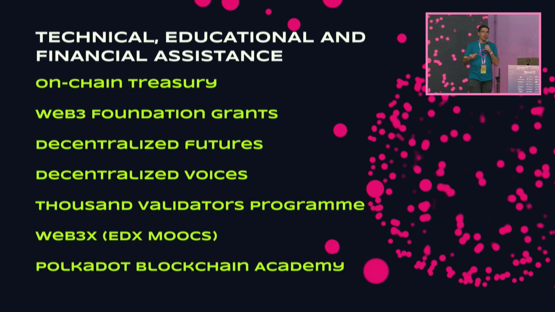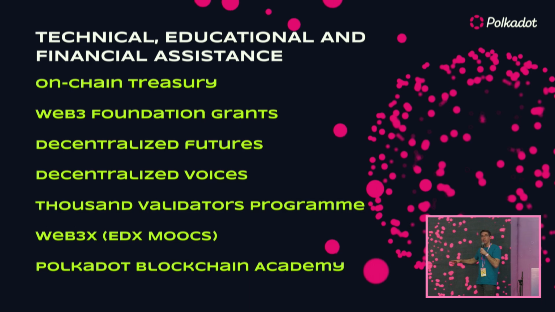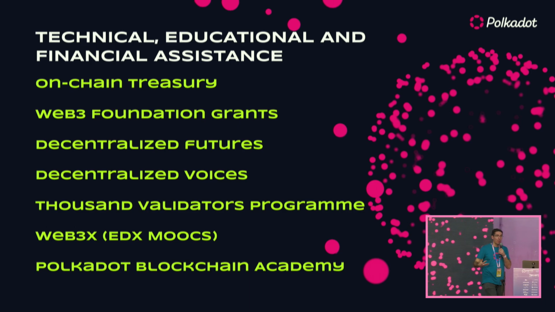It's giving out 20 million US dollars, as well as 5 million DOT to teams that are looking to build ongoing projects in the Polkadot ecosystem. We have Decentralized Voices, which delegates voting power from Web3 Foundation DOT stashes, so that you can have more say in the voting process, even if you don't have a lot of DOT yourself. We have the 1,000 Validators program, if you're interested in running validators to help secure the network.